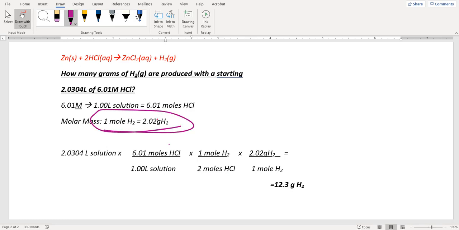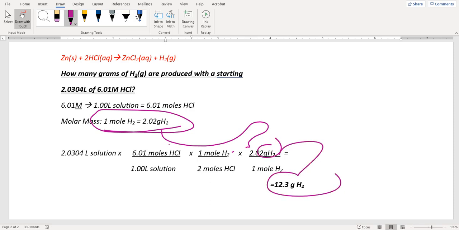Here's the molar mass. 1 mole of H2 is equal to 2.02 grams of H2. We then convert from moles to grams, and then there is our grams. Notice how everything cross-cancels. So the liters cross-cancel, the moles cross-cancel, the mole ratio cross-cancels, leaving moles of H2, and then the moles of H2 cancels, leaving grams.